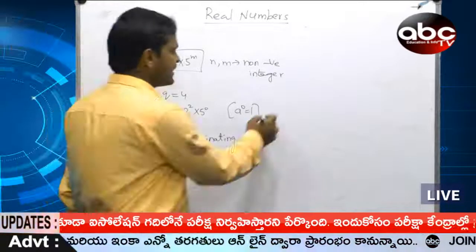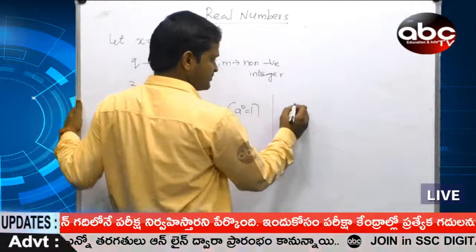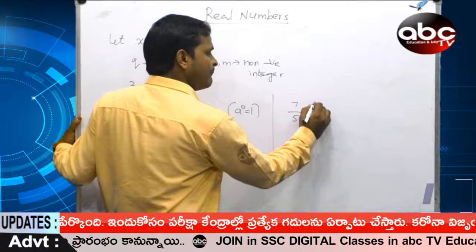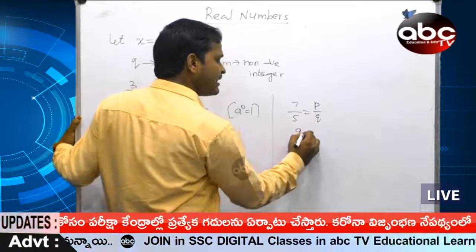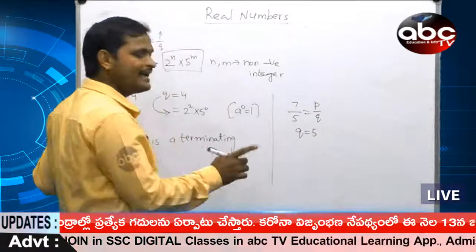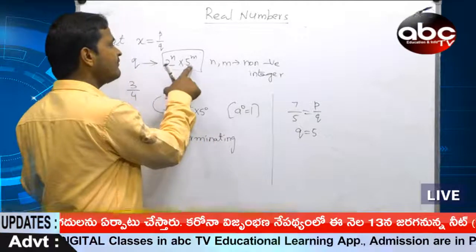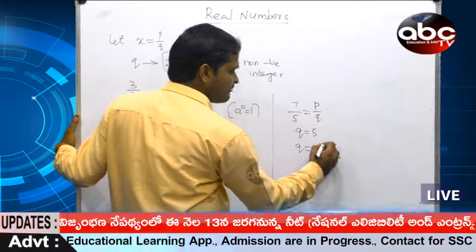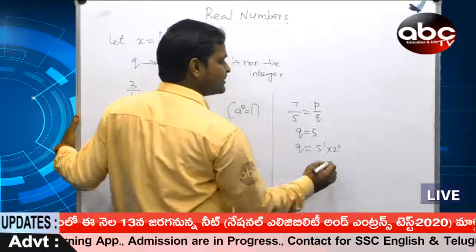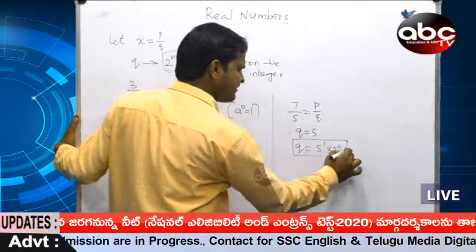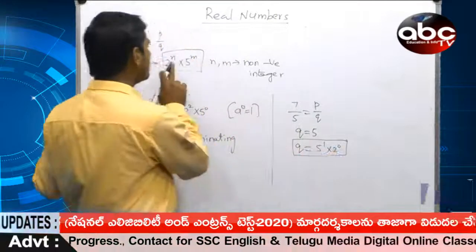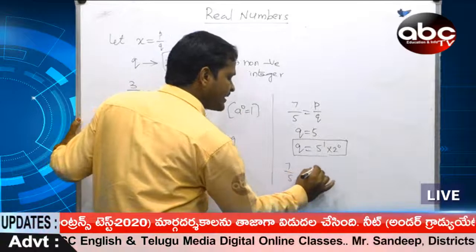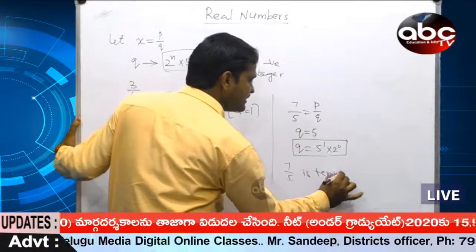Okay, take one more example. Suppose 7 by 5. Okay, then P by Q. Then what is the value of Q here? 5. You can write it in the form of 2 power n, 5 power m. Okay, Q is equal to 5 power 1 into 2 power 0. Therefore, 7 by 5 is in the form of 2 power n and 5 power m. 7 by 5 is a terminating decimal. Is it clear, students?